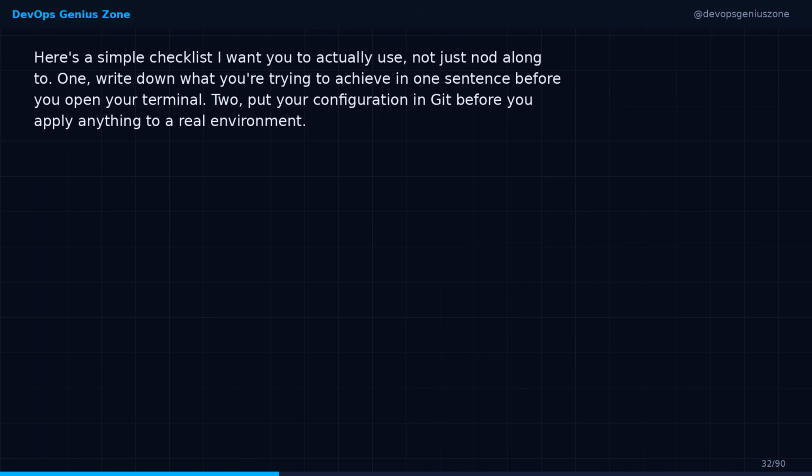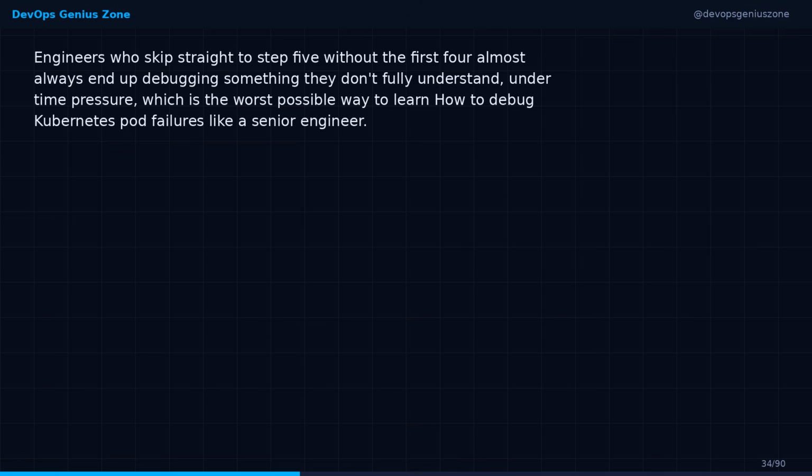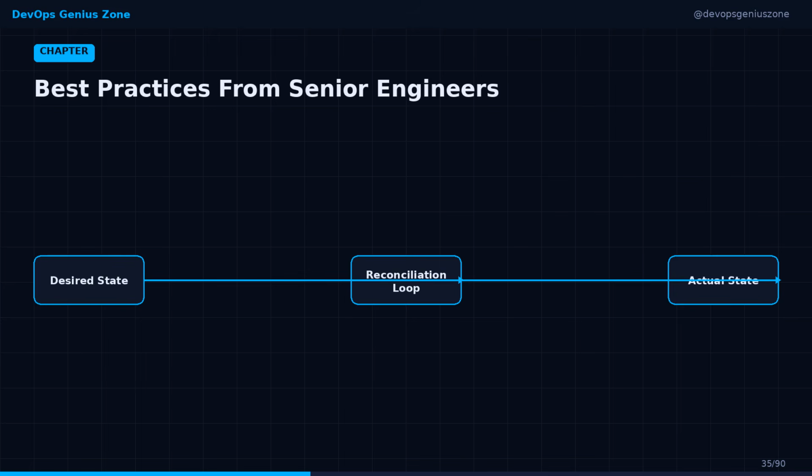Engineers who skip straight to step 5 without the first 4 almost always end up debugging something they don't fully understand, under time pressure, which is the worst possible way to learn how to debug Kubernetes pod failures like a senior engineer. Best practices from senior engineers are straightforward, but often overlooked. Automate the repetitive work. Document your decisions, not just your configurations. Test in staging before production. Monitor everything. And when something breaks, and it will, write a postmortem and learn from it.